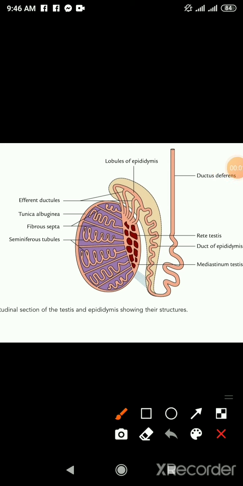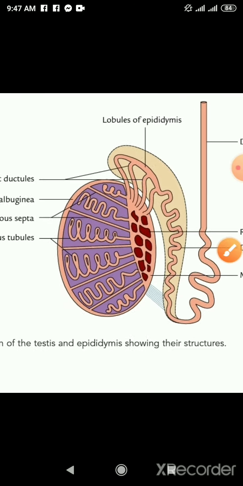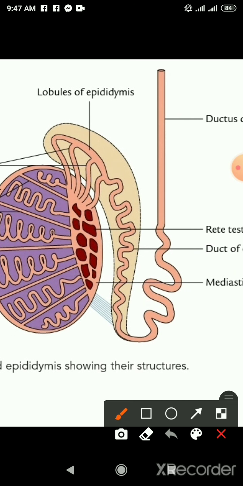So we are talking about the epididymis. So look at that. This is the head of the epididymis, this is the body of the epididymis and this is the tail of the epididymis. And look at that. The head of the epididymis is attached with the upper pole of the testis by some ductules. These ductules are known as the efferent ductules. And then in the body and tail, these ductules are continued as a single duct.